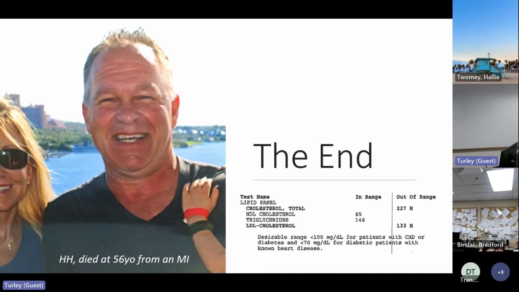Do go over the LDL and see it there. Oh, I'm sorry. You're right. You can't see it. Yeah. 56. Not a smoker, not hypertension, all those things.